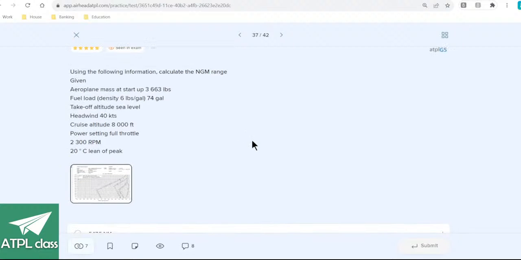Calculate the following information. Nice, a graph. I've not seen a graph all stream. But I'm going to write down these numbers again so I don't lose them. 3,663 pounds. 74 gallons of fuel. Headwind 40, 8,000 feet cruise, 1,300 RPM, 20 degrees C, lean of peak.